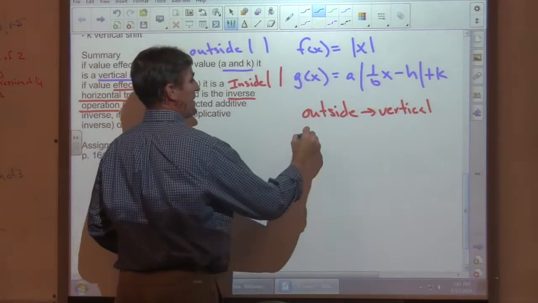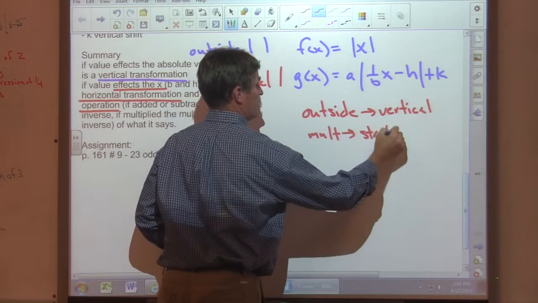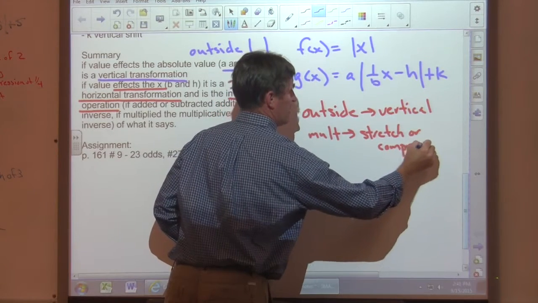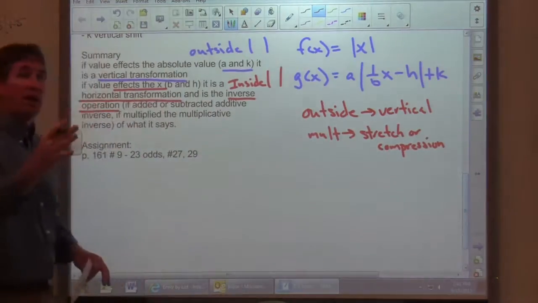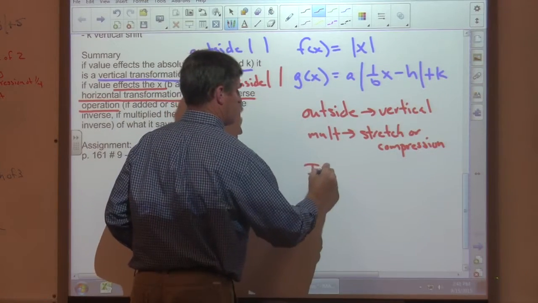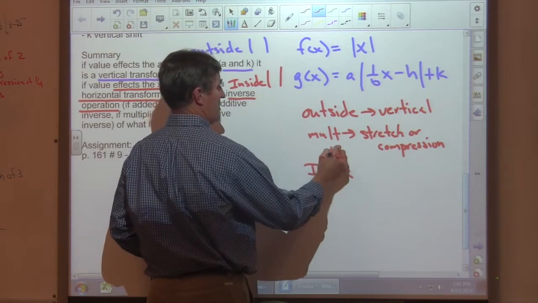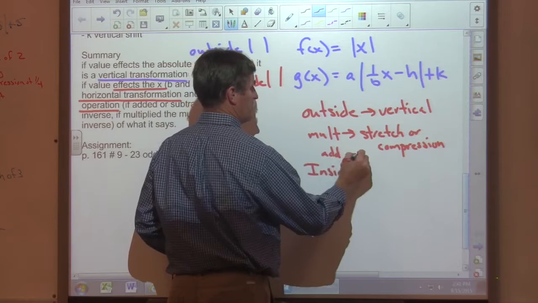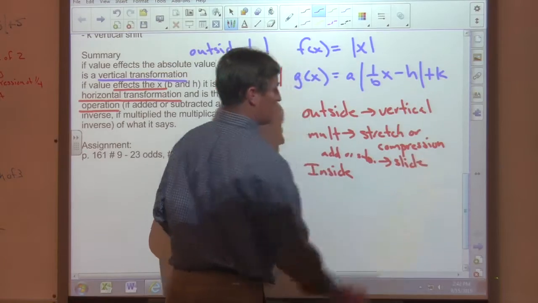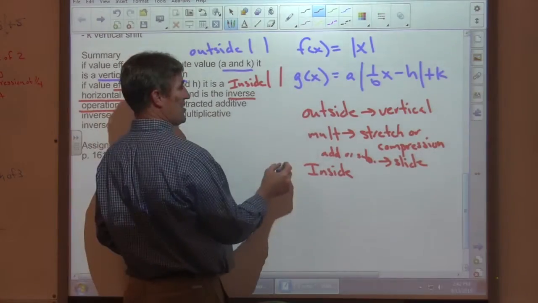If it's multiplied, then it's a stretch or compression, depending on if a is greater than 1 or less than 1, the absolute value. If it's inside, let's go back here. If it's added or subtracted, then it's a slide. Positive up, negative down, because again, this is all vertical.